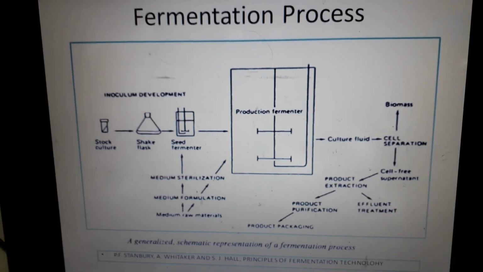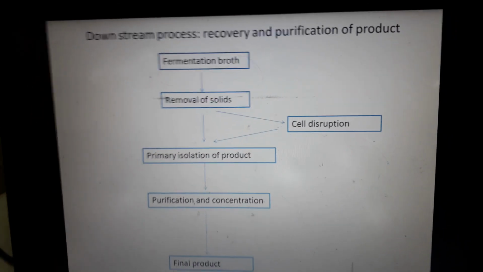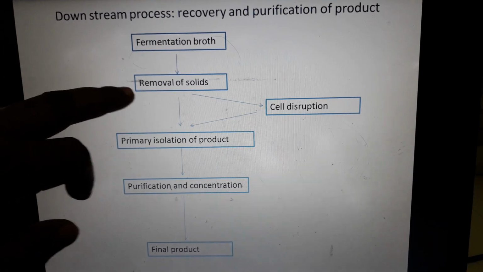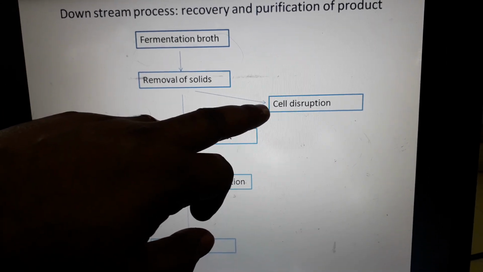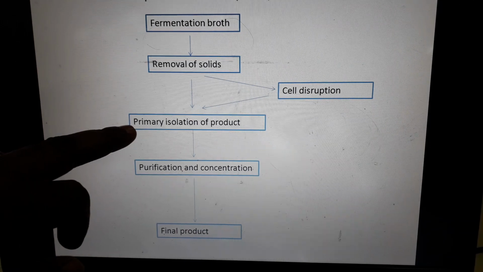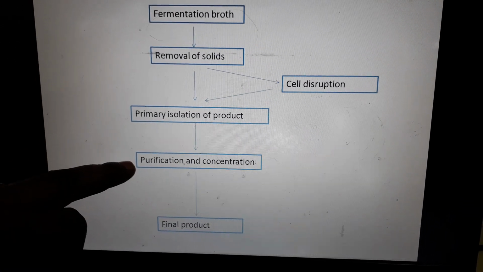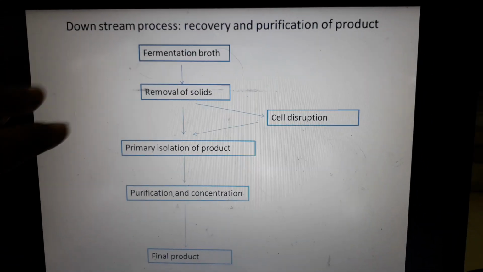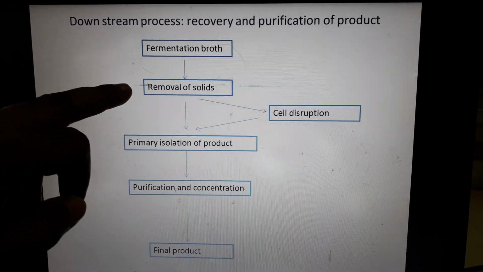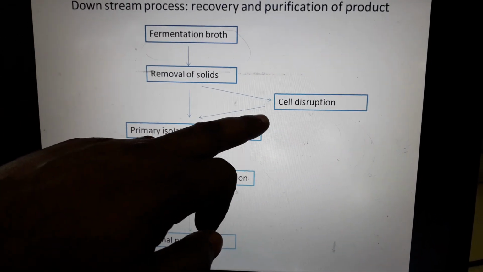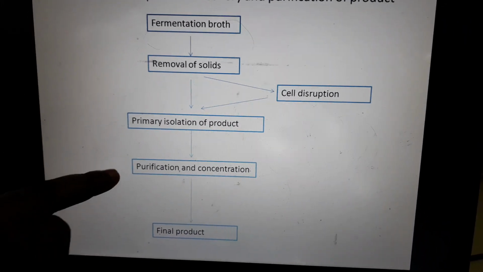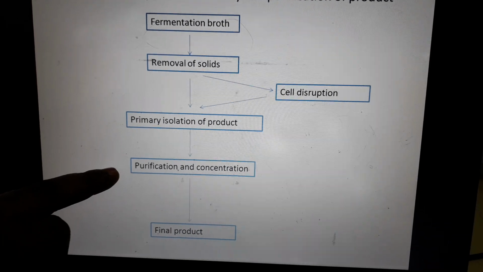So we can switch to the next slide. This is the fermentation broth, removal of solids, cell disruption. If the product is intracellular, then we will disrupt the cells. Then primary isolation of the product, then purification and concentration, then the final product. So this is basically downstream processing. The removal of solids has different methods and techniques. Cell disruption has different techniques. Primary isolation has different techniques. Purification and concentration are different techniques.